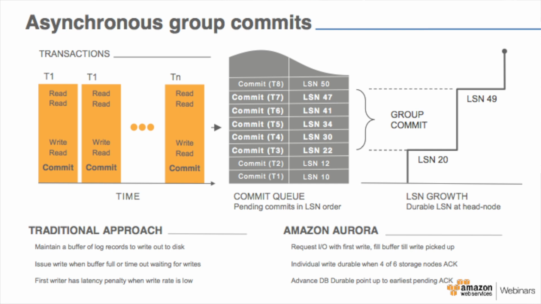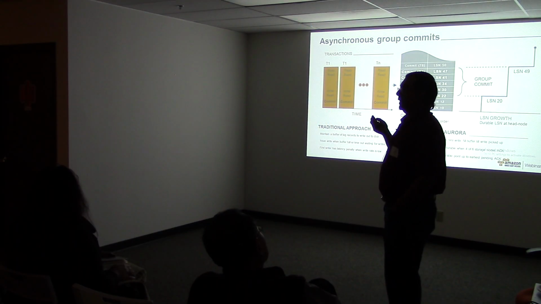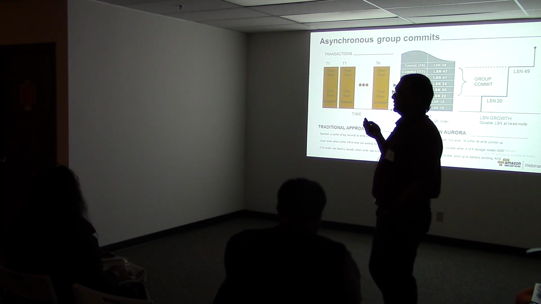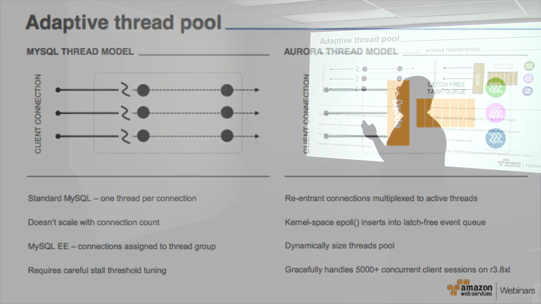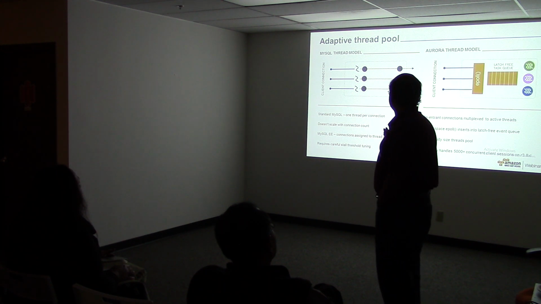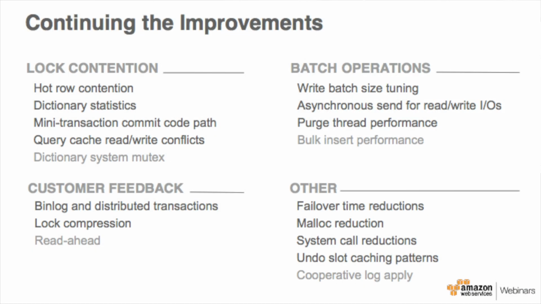There are a few other things that we do. I'm not going to get into too much detail. One is asynchronous group commits, an example of asynchronous operations that we do. We have an adaptive thread pool model, which is a lot more intelligent and adaptive in the sense that we increase or decrease the number of threads depending on the load that we have, right, which helps also. And these are some of the other things that we do in order to improve our performance.